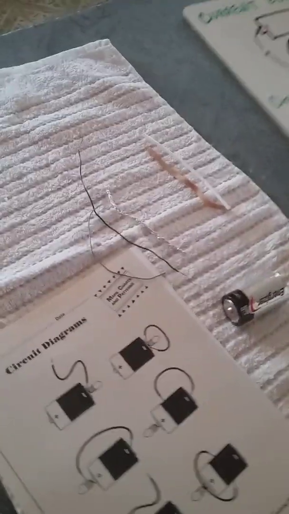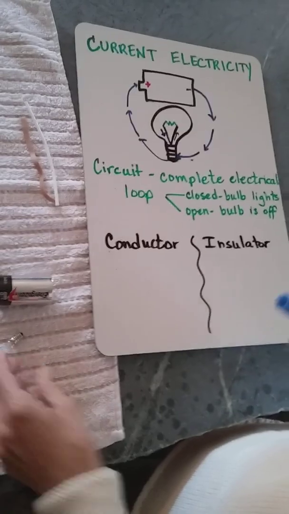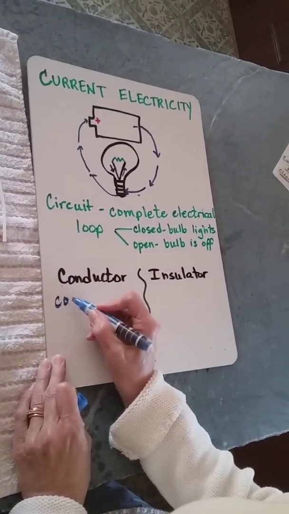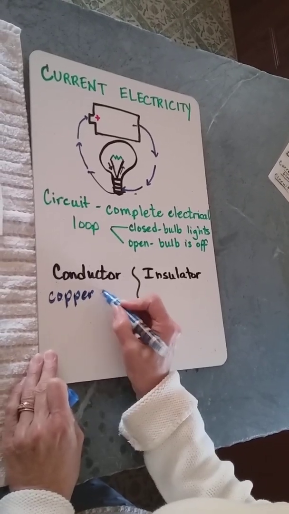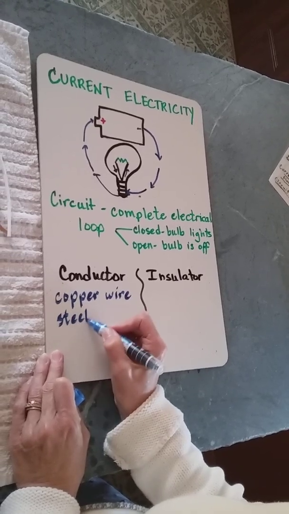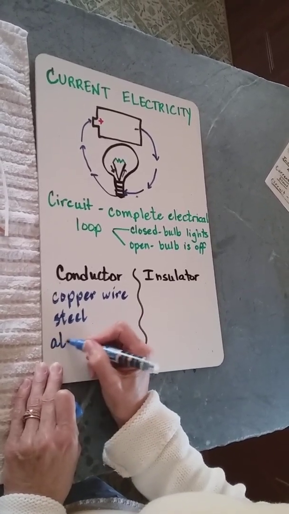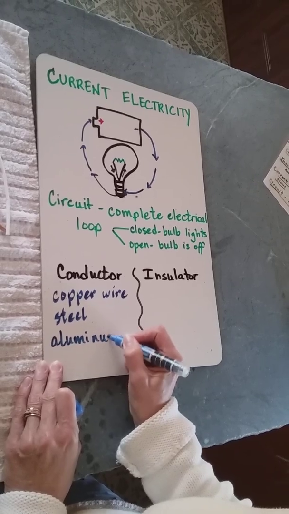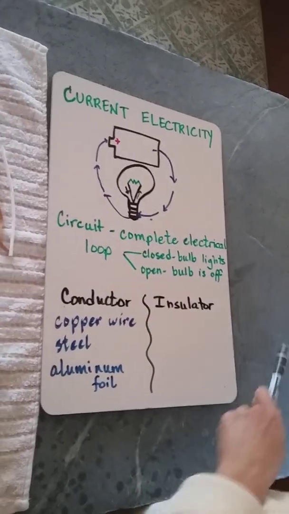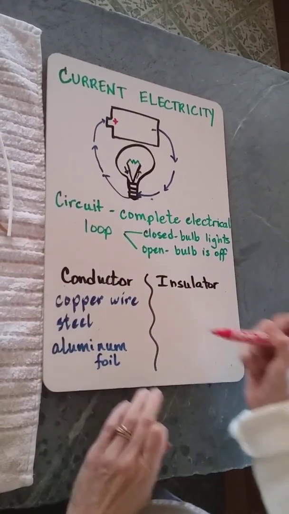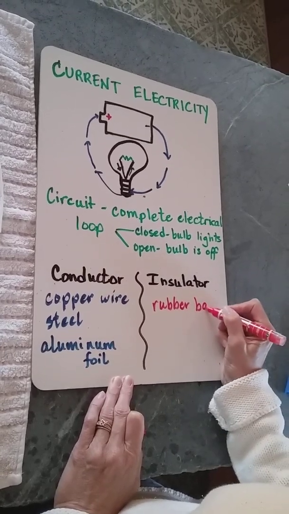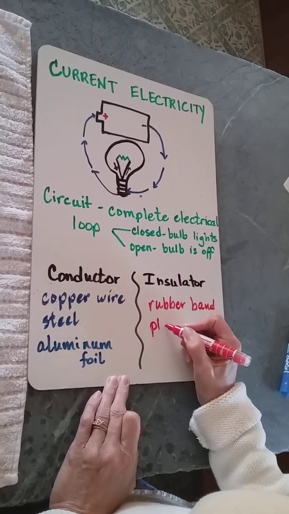So let's write down what we've learned here. We know that our conductors were the copper wire and the steel paper clip, and also the aluminum foil. Then we saw that some insulators were the rubber band and the plastic straw.